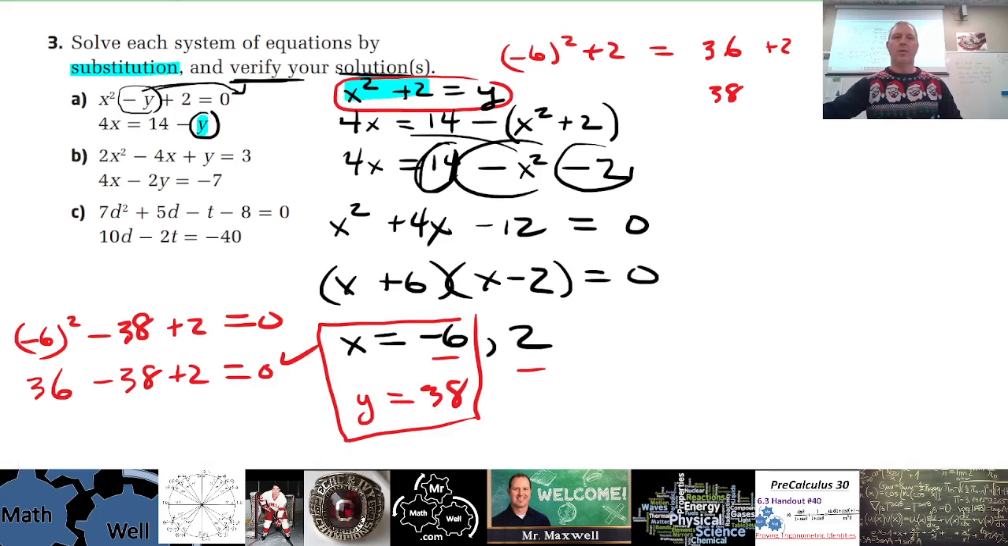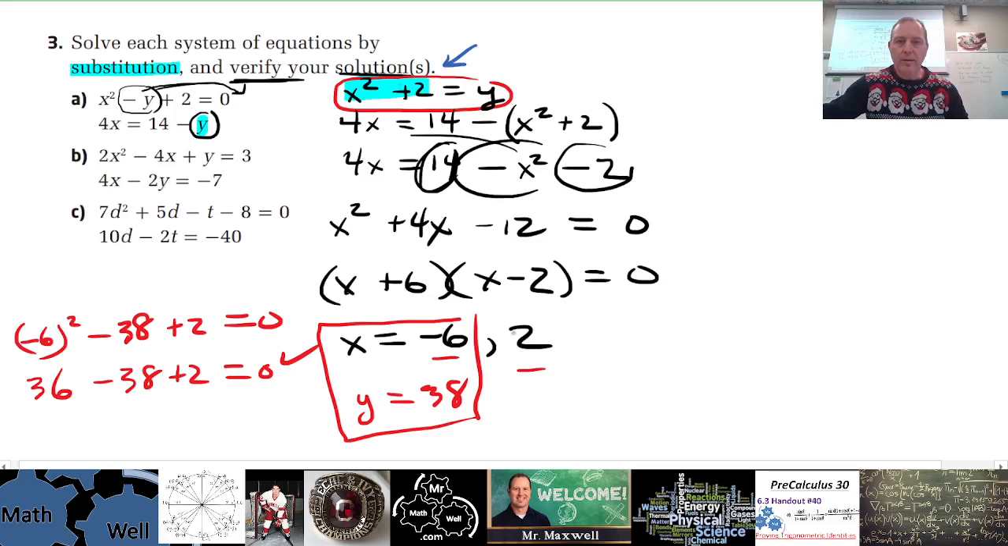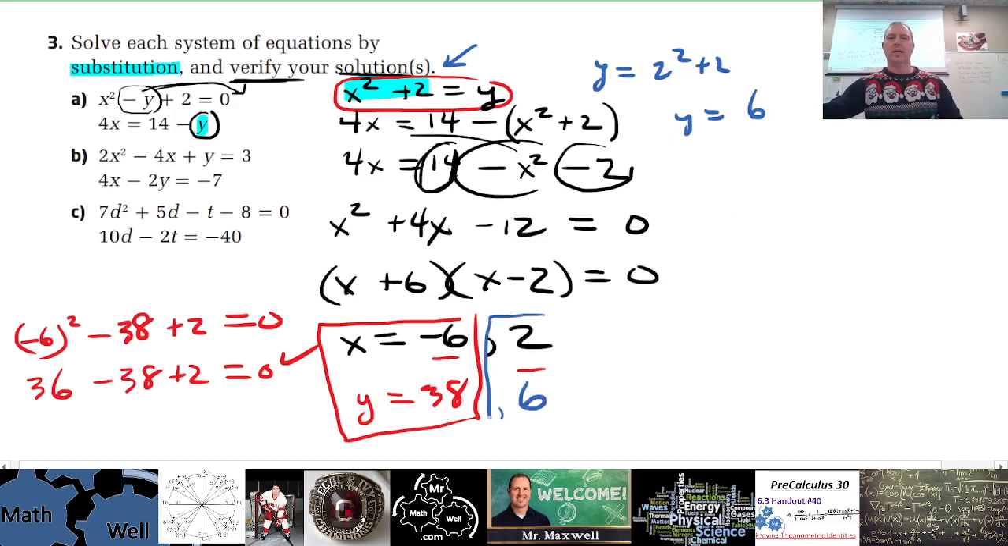All right, what is the y value when x is positive 2? Well, I can use this same thing right here. When x is positive 2, then y is going to be 2 squared plus 2, or y is going to be 6. 4 plus 2.